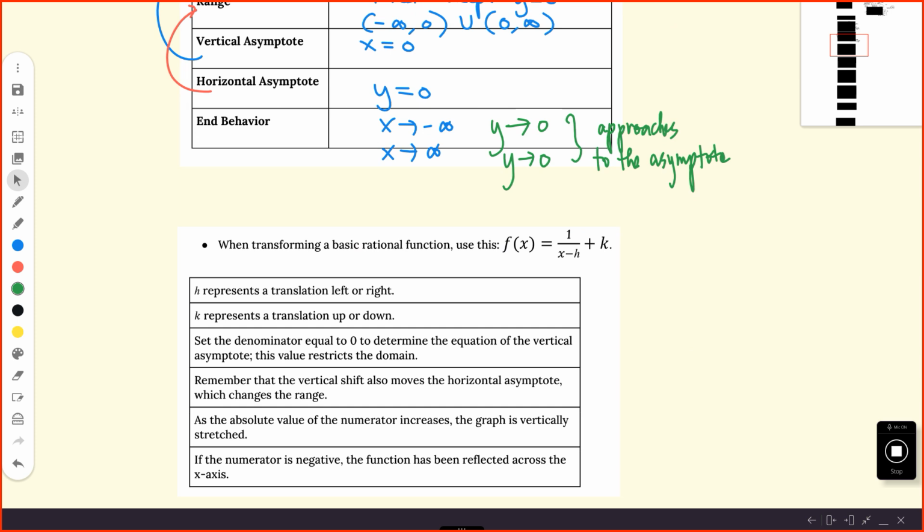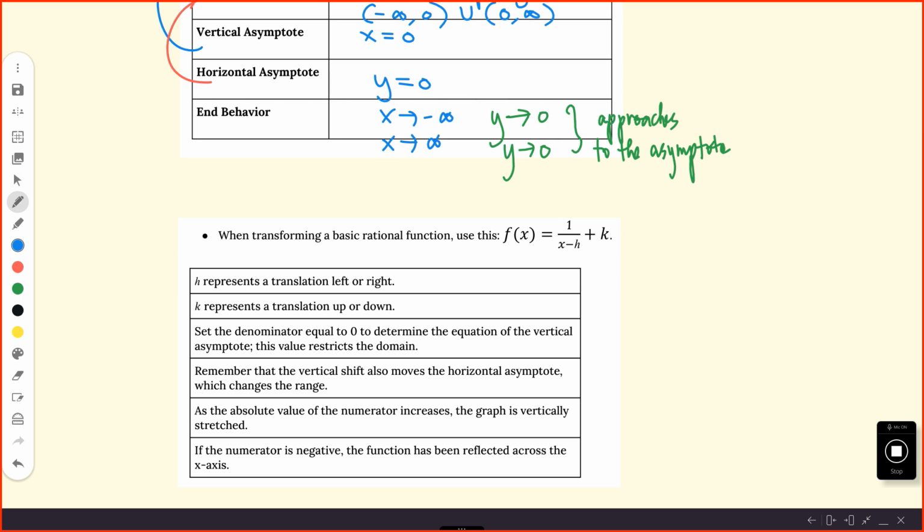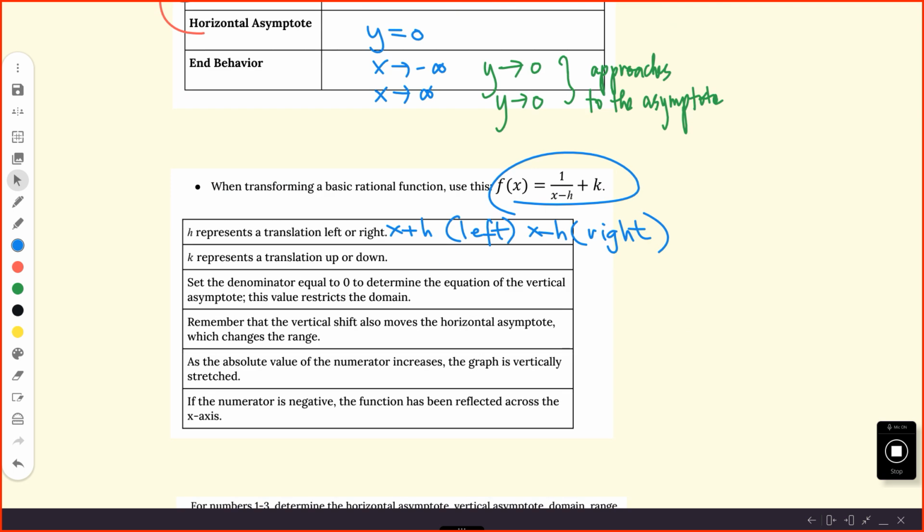Okay, so this is the vertex form of the basic rational function. We have the h and k here. And we always know that if we have plus h, that means the graph shifted to the left or right? Left. Okay, and then minus h, the graph shifted to the right. That's x minus h, right? I'm just going to write x plus h, this one x minus h. Okay, and then the plus k is up, and then minus k is down.